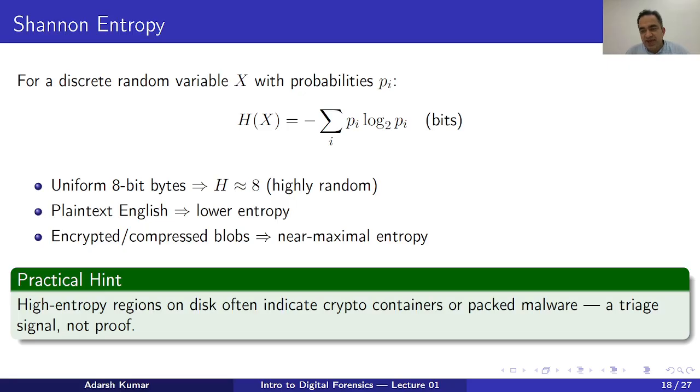For example, scanning a disk image and finding a 2-gigabyte region with entropy equal to 7.9 may suggest a 7-Zip or VeraCrypt container or packed malware payload, prompting deeper examination. Whereas a folder of plain text reports will show noticeably lower entropy.